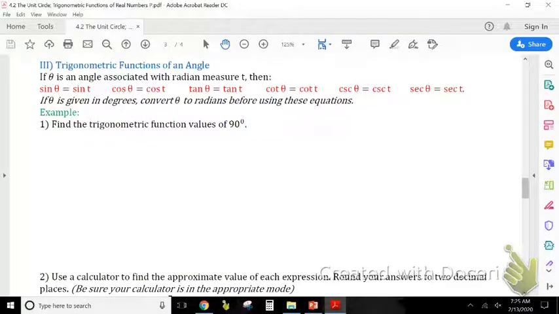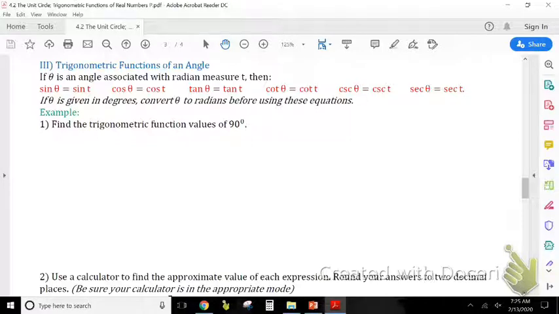So all this is saying here at the top, it says if sine of theta is equal to sine of t, it doesn't matter what we call our angle. It could be theta, it could be t, it could be x, it could be z, whatever letter, whether it's in our alphabet or the Greek alphabet, it just represents an angle if it's after a trig function. So this tells us if theta is given in degrees, then let's convert it to radians before doing these equations.